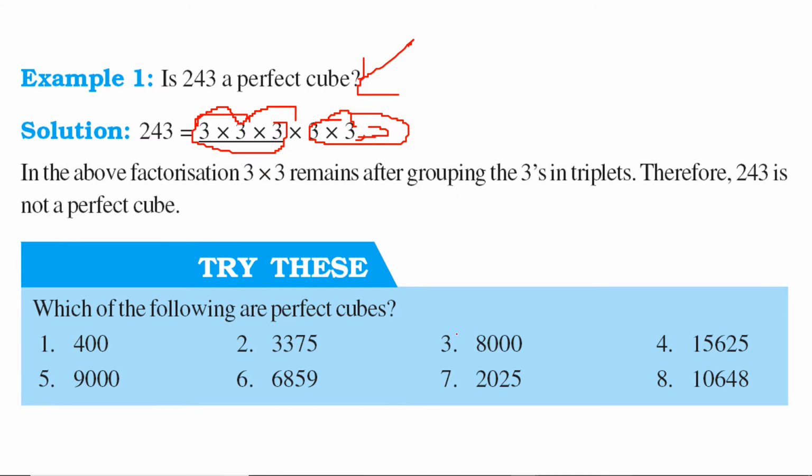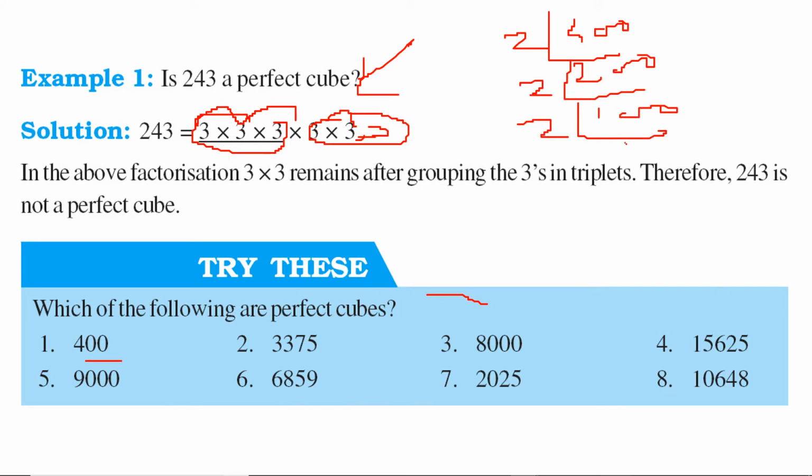So you can just try it out. I'll take one example, say 400. Let us take 400. Divide by 2, you get 200. Divide by 2, you get 100. Divide by 2, you get 50. Divide by 2, you get 25. Divide by 5, you get 5.